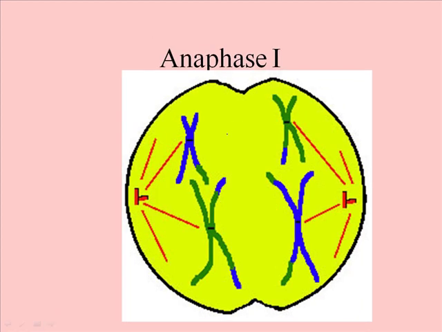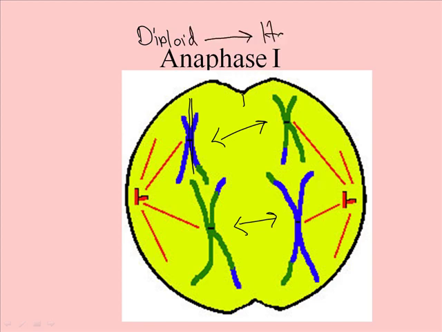Anaphase 1 is where the homologs, the homologous pairs, are pulled apart. This is different than anaphase in mitosis because in mitosis, we split the sister chromatids apart. Here, we're splitting the homologous pairs. This is the phase where it changes from a diploid cell, which is having pairs of chromosomes, to a haploid cell. Not even an organism.